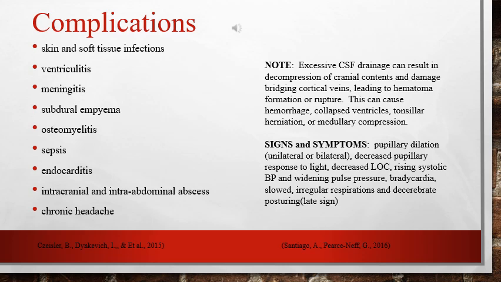Do I have a rising systolic pressure and a decreasing diastolic? This would be called a widening pulse pressure. Partnered with the bradycardia and slow irregular respirations, this is not a good sign, and this means your patient is potentially herniating. And another sign is decerebrate posturing. This is a late sign too of brain herniation.